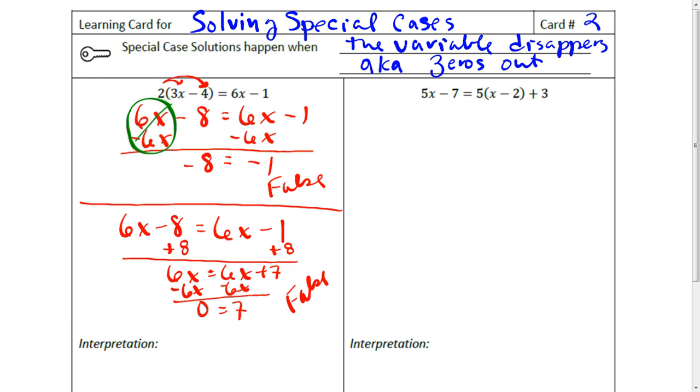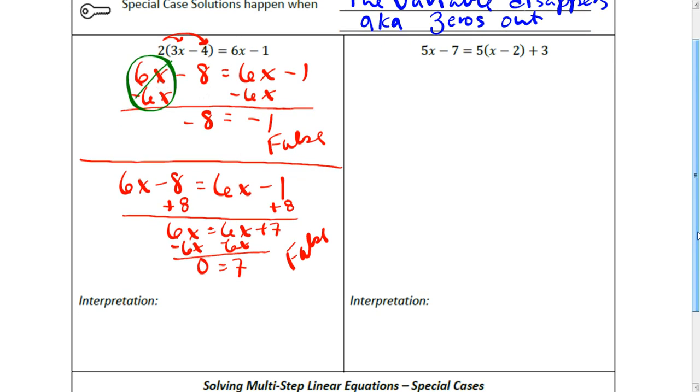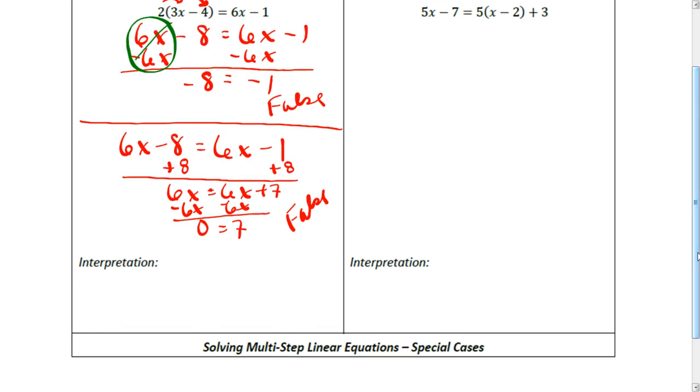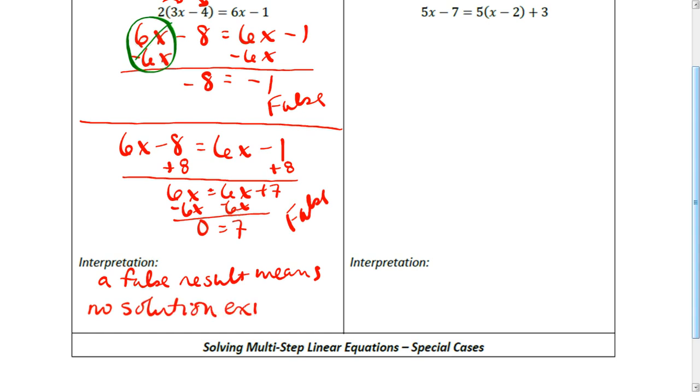Okay, so if the variables disappear and you get a false statement, the interpretation of this is that a false result means there's no solution. It can't exist. So no solution exists. It's that simple.